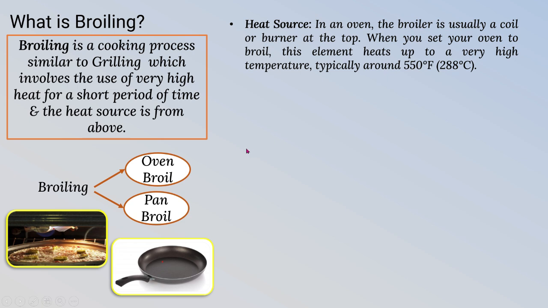Firstly, the heat source. In an oven, the broiler is usually a coil or a burner at the top. When you set your oven to broil, this element heats up to a very high temperature, typically around 550 degrees Fahrenheit or 280 degrees Celsius. Okay, so that is the heat source.